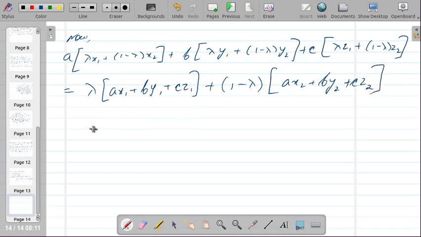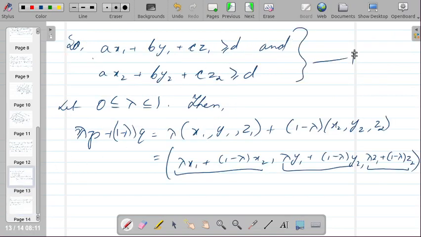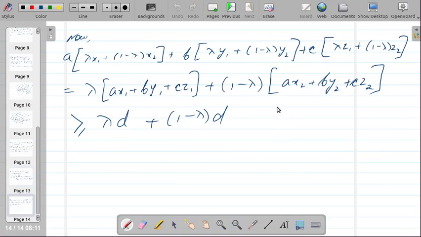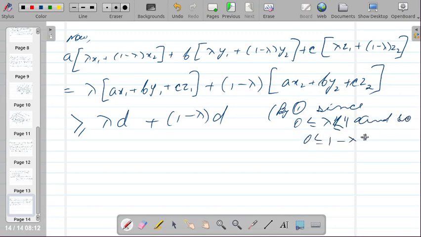But this can be written as greater than or equal to lambda into d plus 1 minus lambda into d. Why? Because of this. Since 0 less than or equal to lambda less than or equal to 1, and so 0 less than or equal to 1 minus lambda less than or equal to 1. Both are non-negative. Only because of this can we multiply.